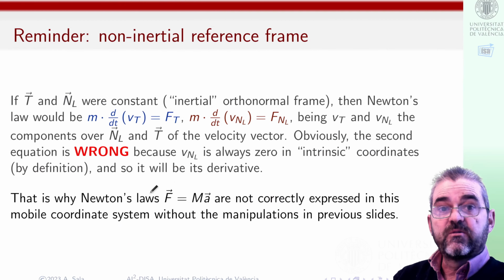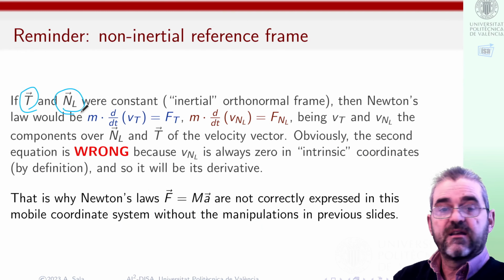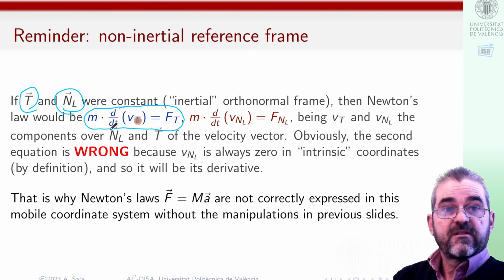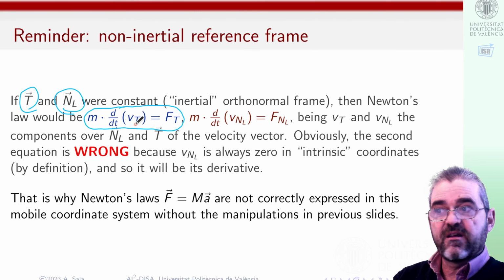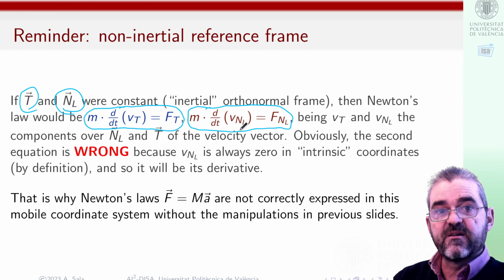Indeed, a reminder on why we needed the derivations up to this point is because if we had constant t and constant nl, then Newton's law would be that the time derivative of the speed in the t direction will be force divided by mass, and similarly the time derivative of the normal component of the speed will be force divided by mass. But the second equation in particular is wrong, because the component of the speed in the normal direction is 0 by definition, so its derivative is too.